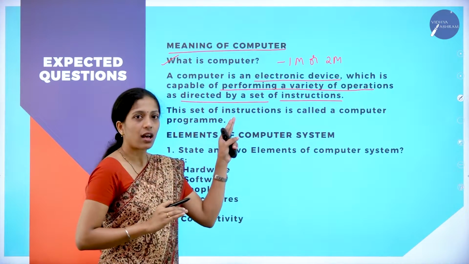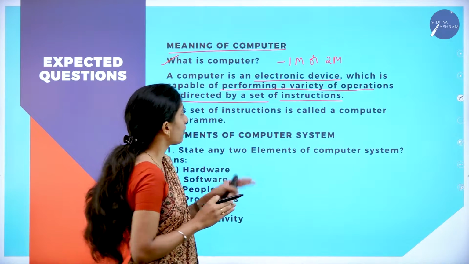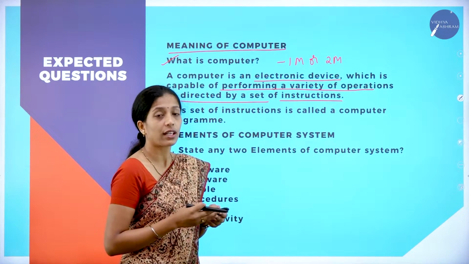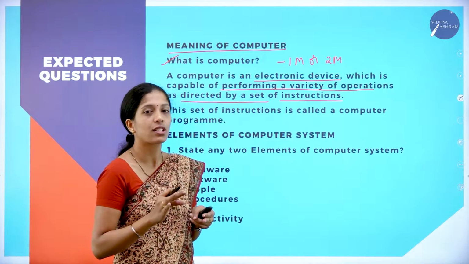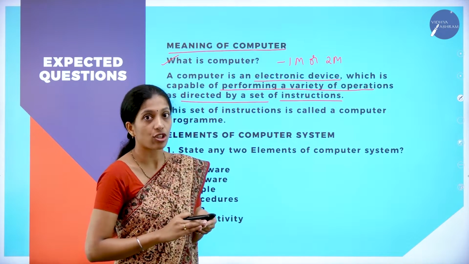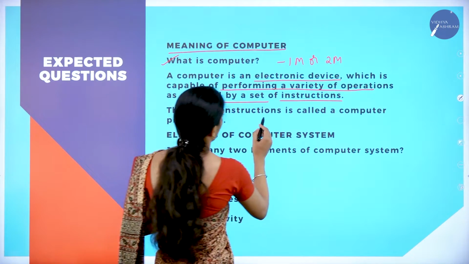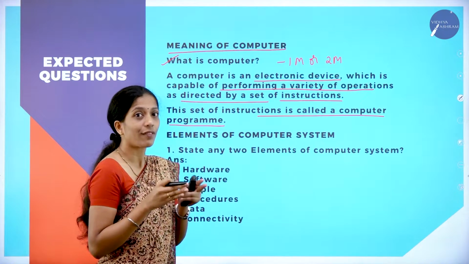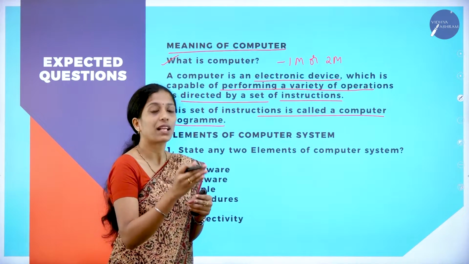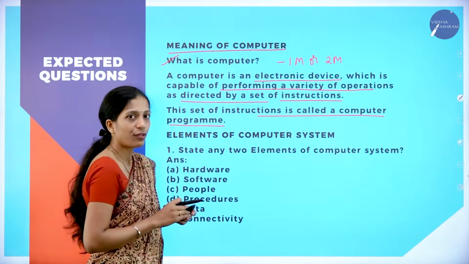So they might ask for 1 or 2 marks, that is, what is computer? How you have to write? It is an electronic device which performs variety of operations by a set of instructions which is given by the users. This set of instructions is called as what? Computer program. Those set of instructions which is given by the users is called as what? Programs. So this is the first question.